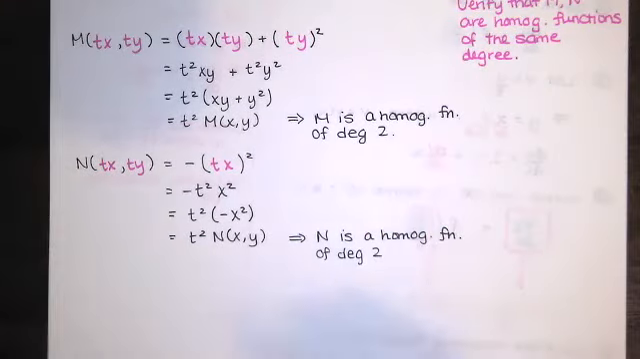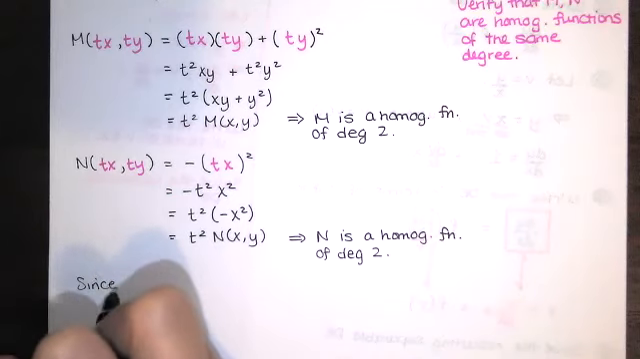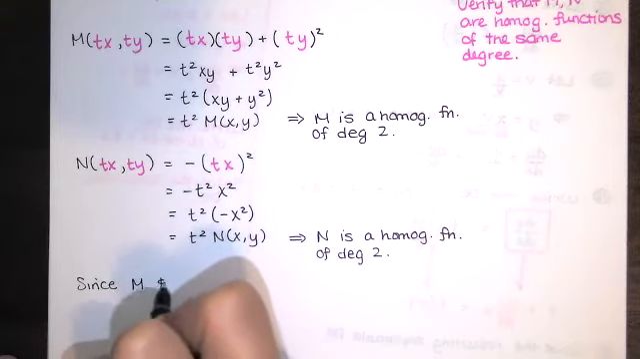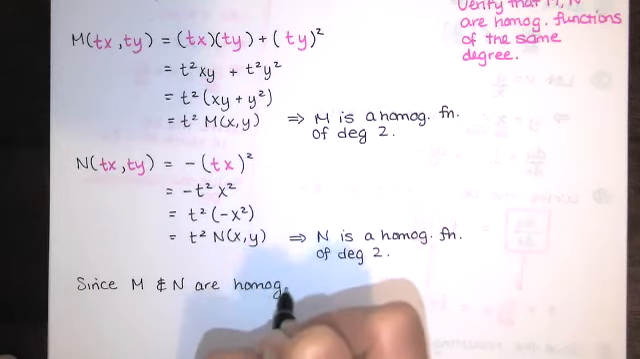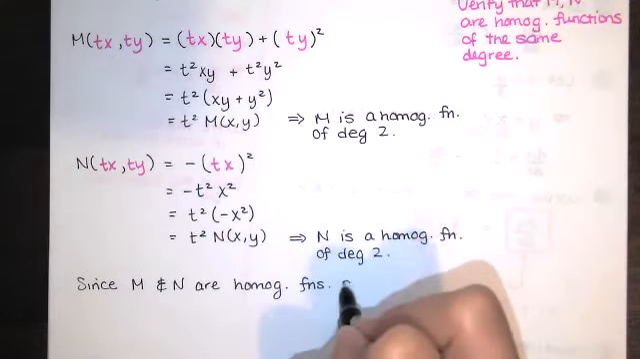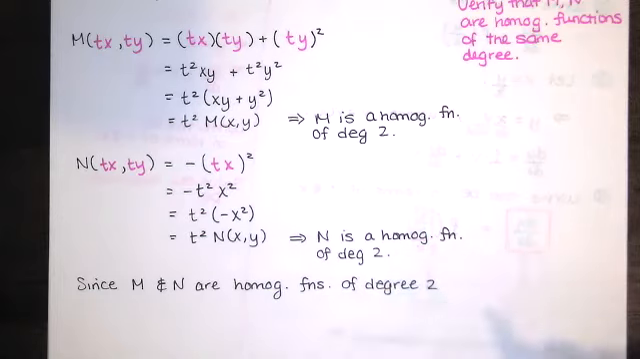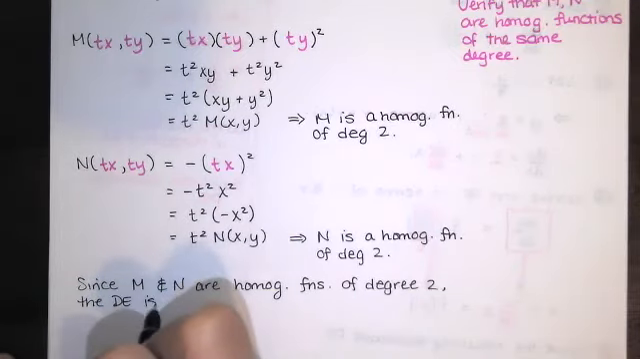Since that's true, the differential equation is a homogeneous polar differential equation. So we'll say since m and n are both homogeneous functions, and I'm just using FNS for functions, it's an abbreviation, of degree 2, or you could just say of the same degree, that's the important part. The DE is homogeneous polar.